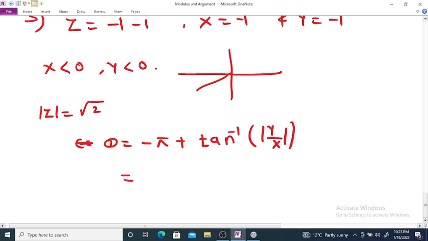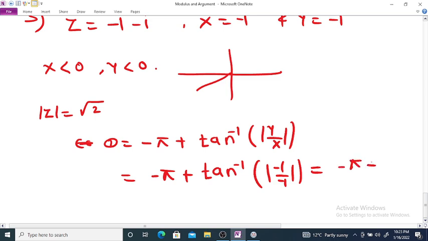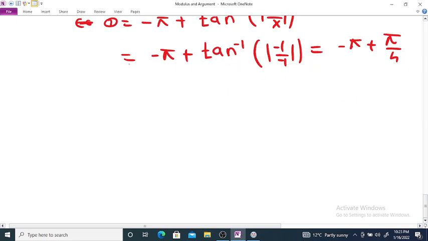So it is equal to minus pi plus tan inverse of mod of minus 1 divided by minus 1, that is, it is equal to tan inverse of 1. So it is minus pi plus pi by 4, so it is equal to minus 3 pi by 4. The argument of z is minus 3 pi by 4.